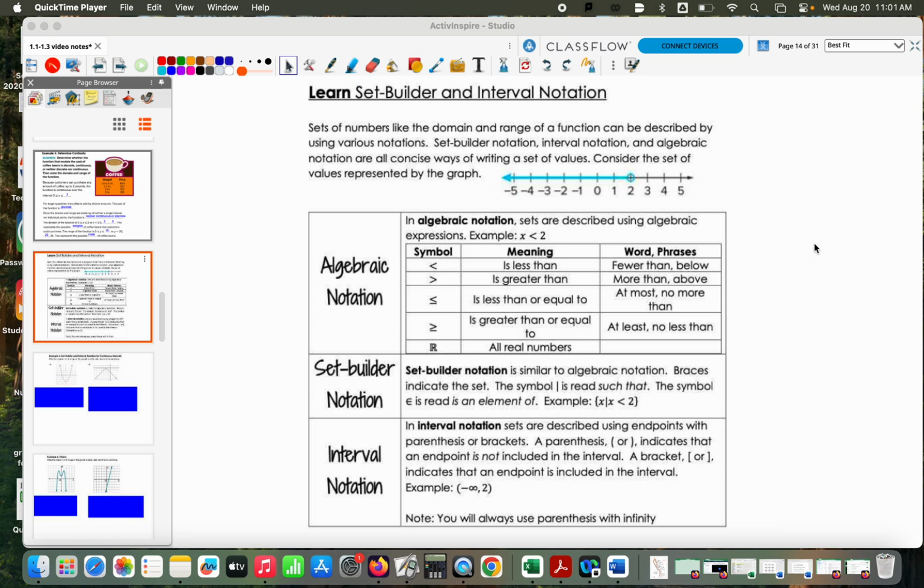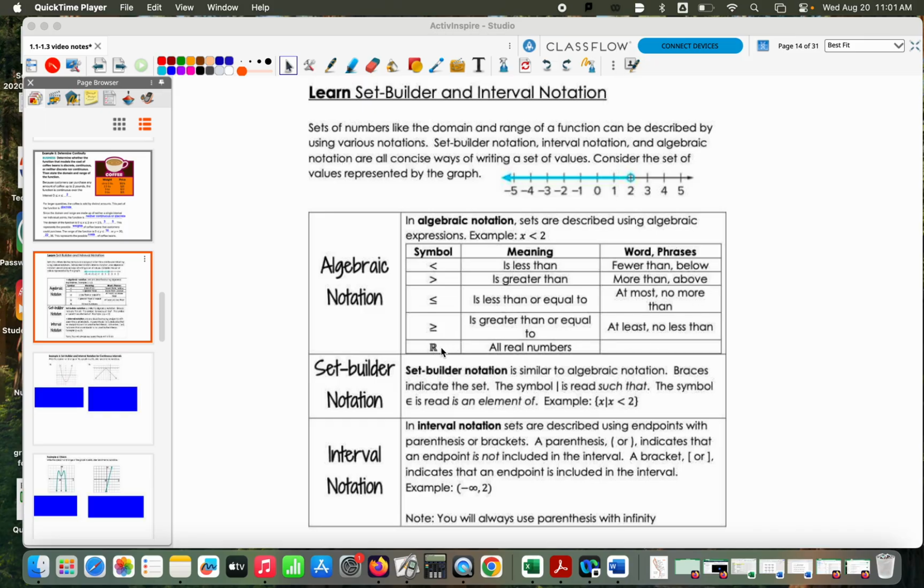Next section we have to talk about is set builder and interval notation. These are different ways of writing our domain and range and all that good stuff. So just some reminders about some algebraic notation. We have our less than symbol, greater than, less than or equal to, all that kind of good stuff. Here's some good reference of words or phrases where those are used.